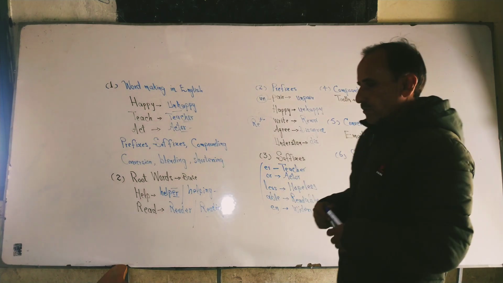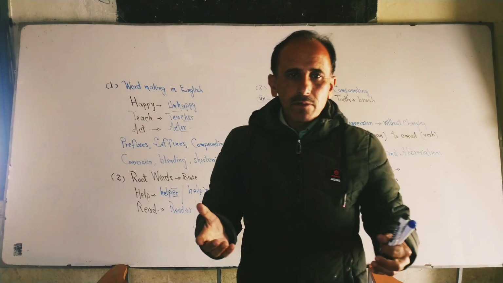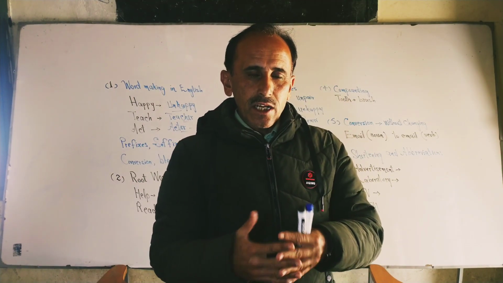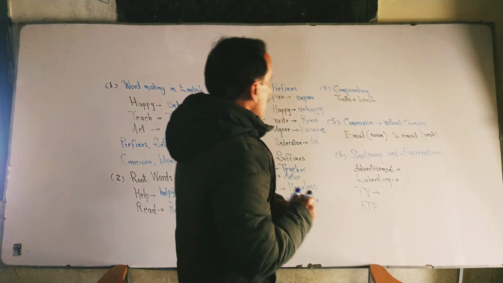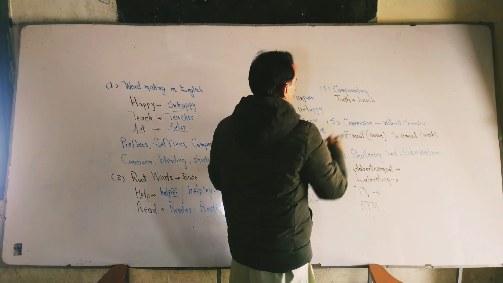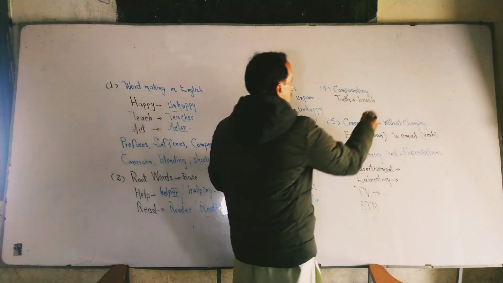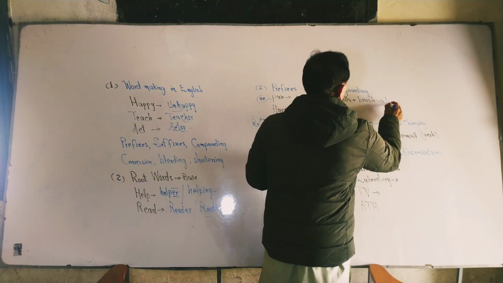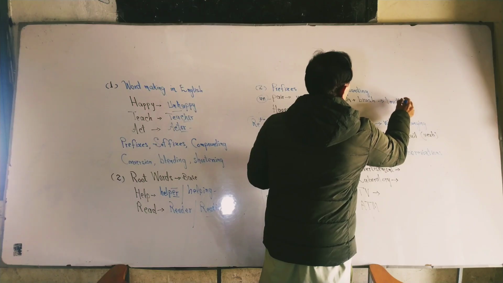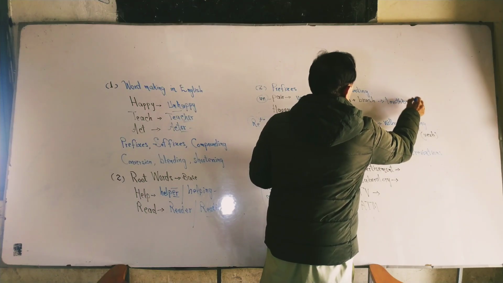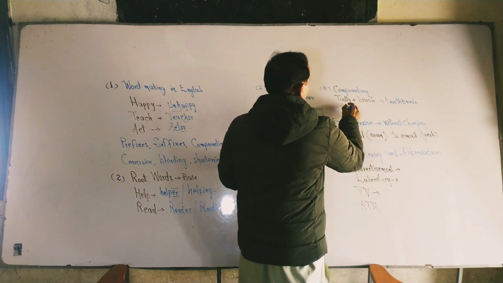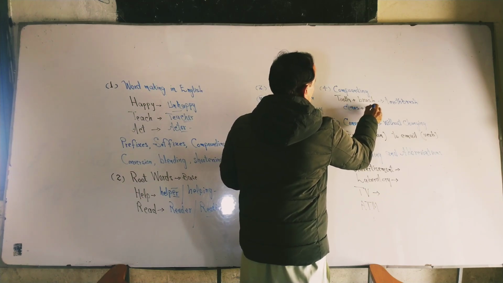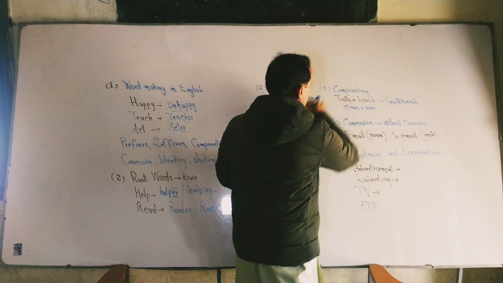Compounding. Compounding means when two or three words join together and create a new word. For example, toothbrush. Toothbrush is a new word. Classroom. It is called compounding.